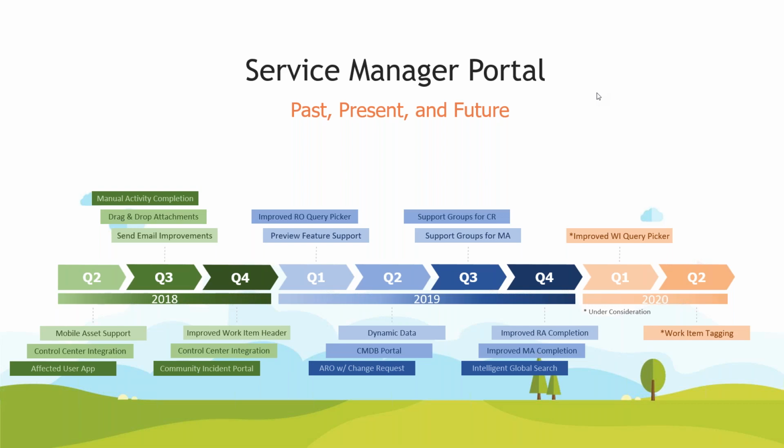And then in Q2, we're working on work item tagging. Whether or not we move forward with that, both of these are under consideration at this time and are in our research phase. So there'll be a lot more information coming out about that and anything else that gets added to Q1 and Q2 over the next several months.